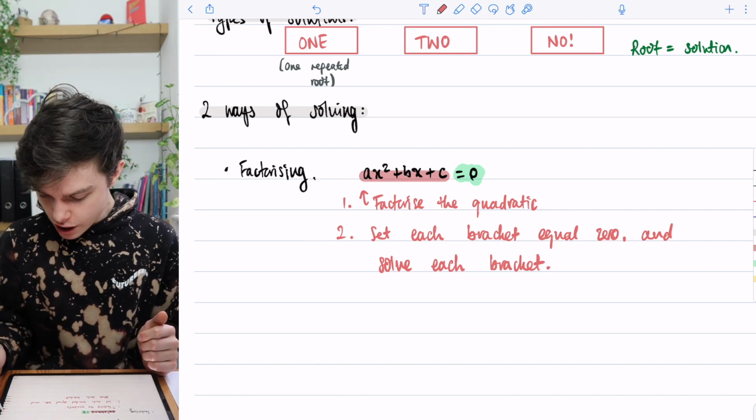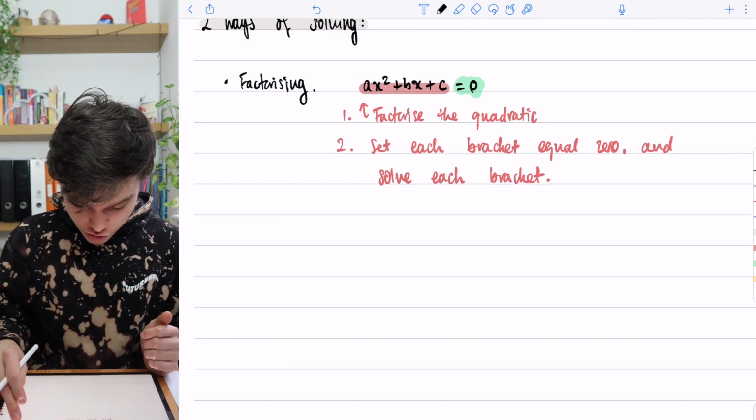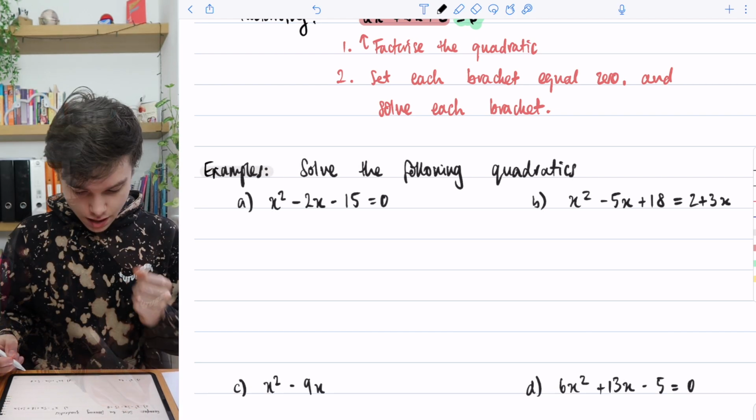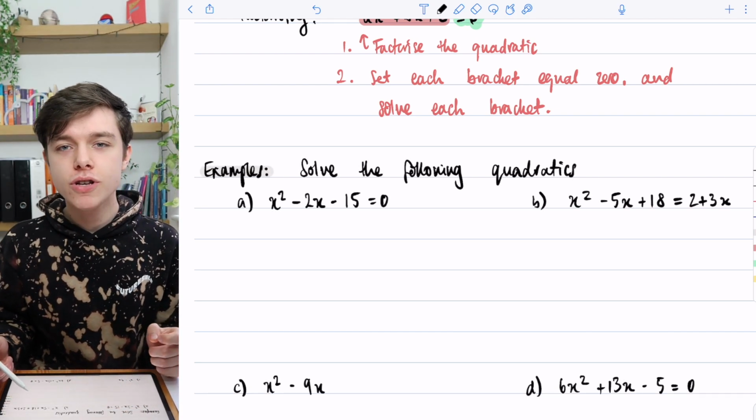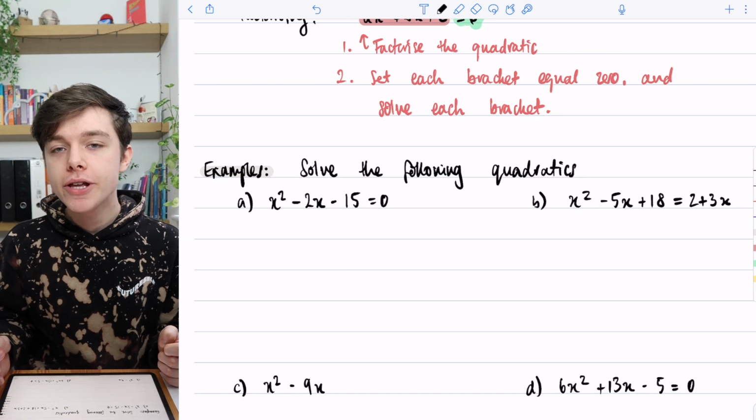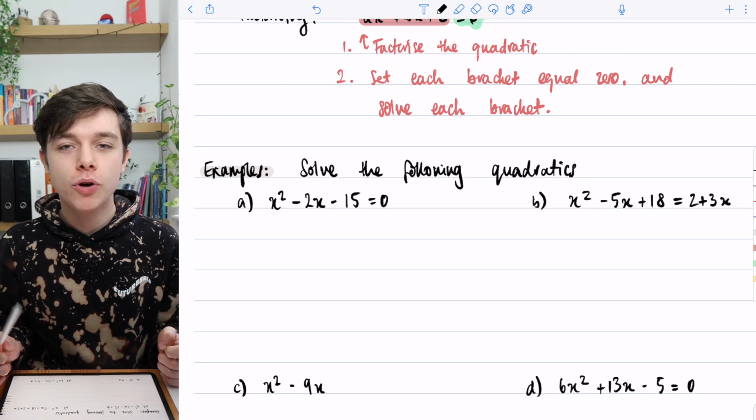Okay, so let's have a look at some examples. Okay, here are 4 examples. You can press pause and have a go, and when you're ready you can press play and we'll work through the answer.